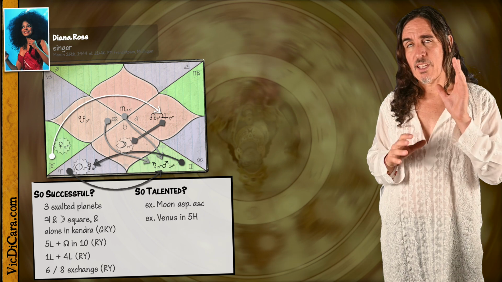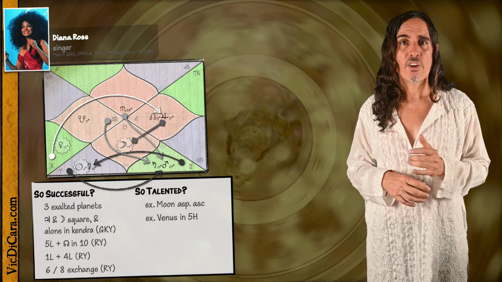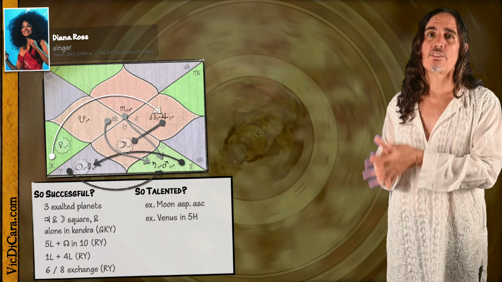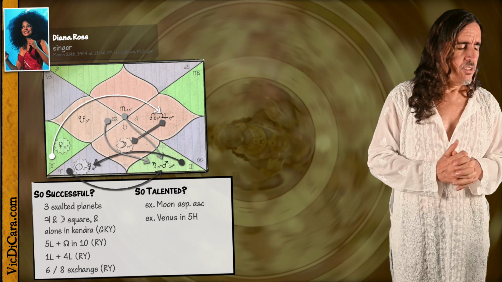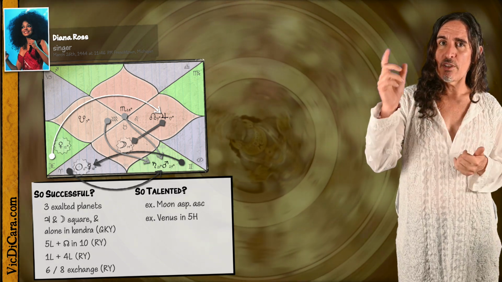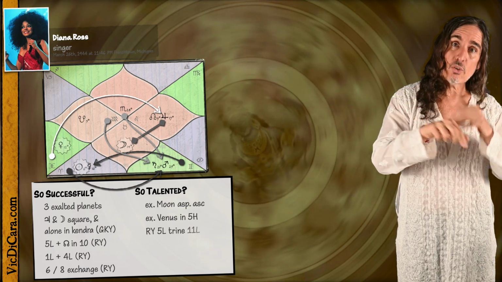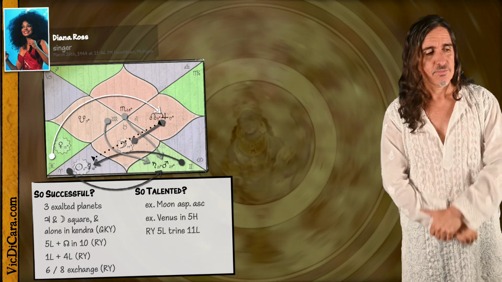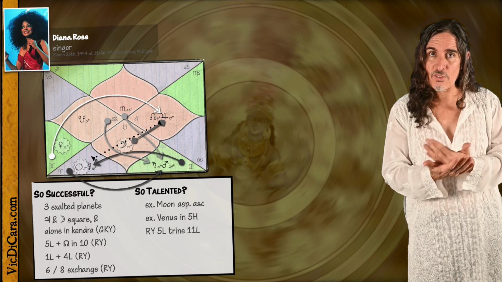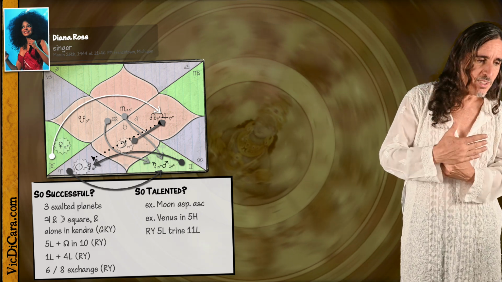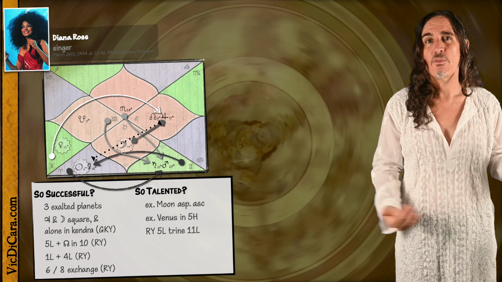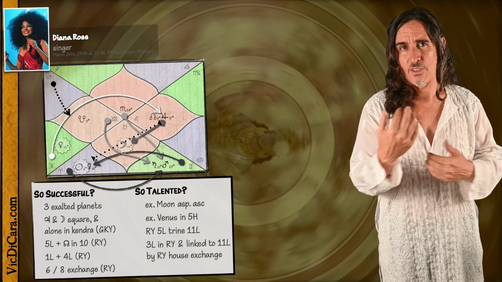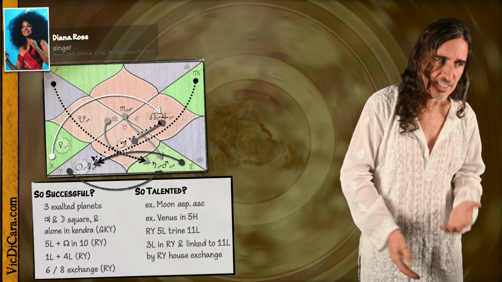Furthermore, we always want to connect 11, 3, and 5 for an artist because 11 is performance, 3 is skill, and 5 is creativity. So in her case, her 5th Lord in Raja Yoga is trine to her 11th Lord. And her 3rd Lord, which is also in Raja Yoga, is also linked to her 11th Lord because they're both involved in that house exchange, forming a Raja Yoga between houses 6 and 8.